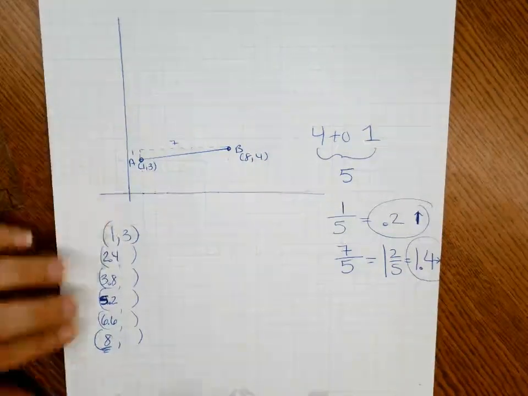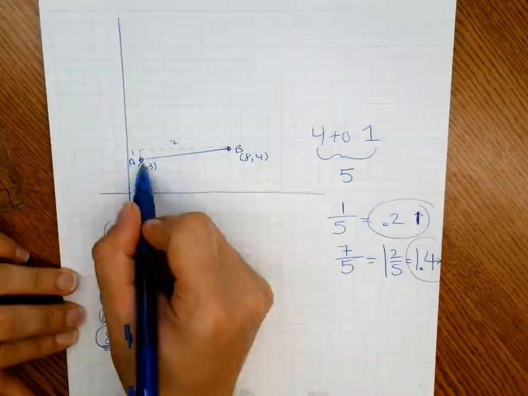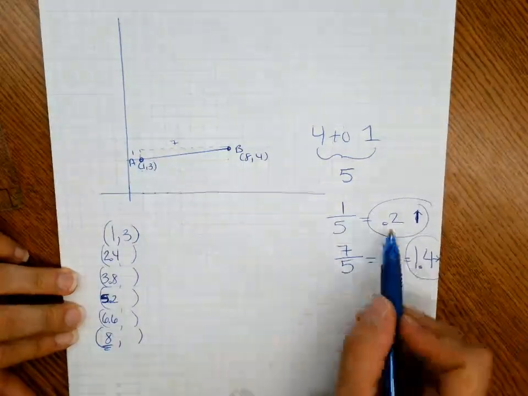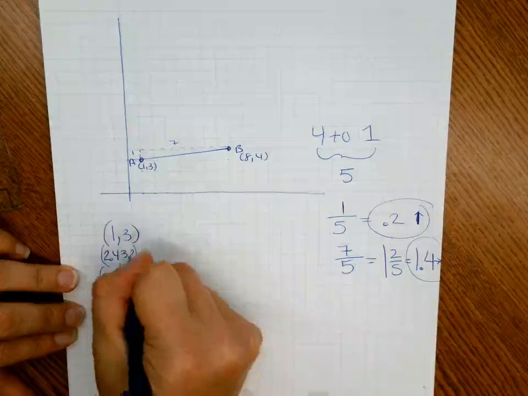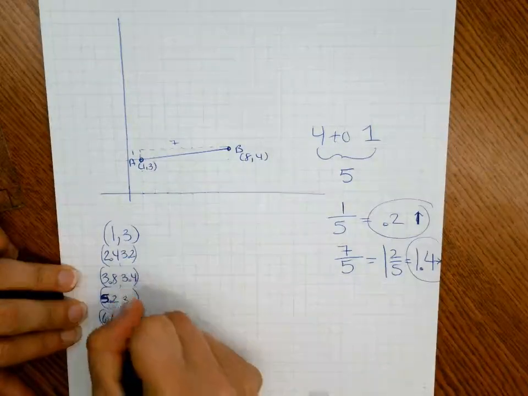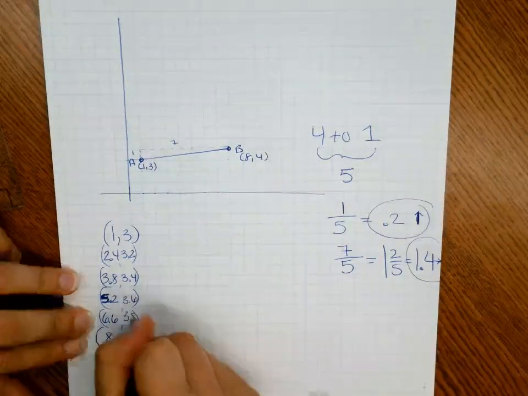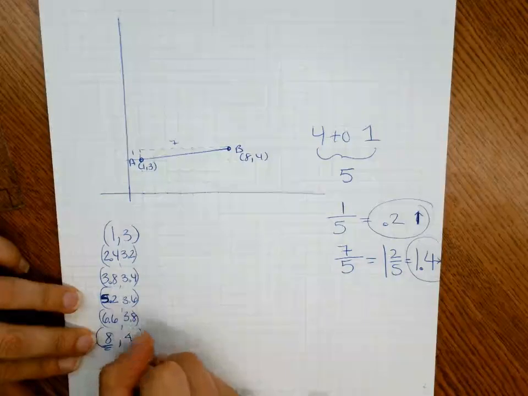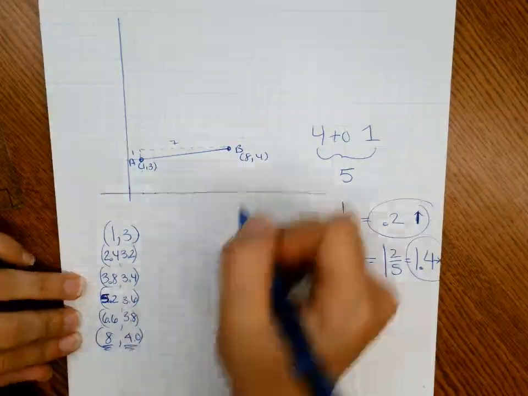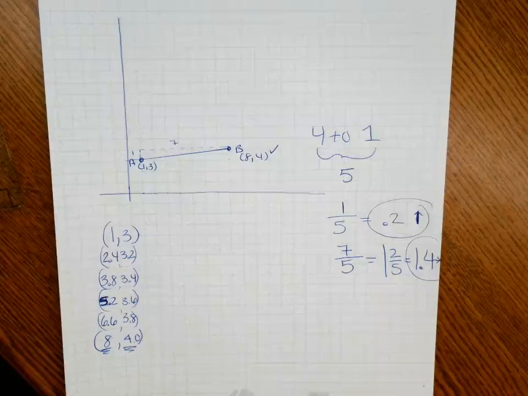On our 3s, on our height of 3, we're going up 0.2 each time. So 3.2, 3.4, 3.6, 3.8, 4.0. 8.4 is where we're supposed to end, so we know we didn't make any silly mistakes.